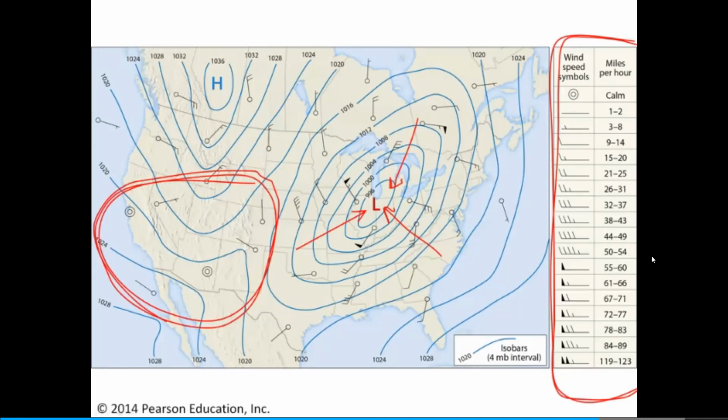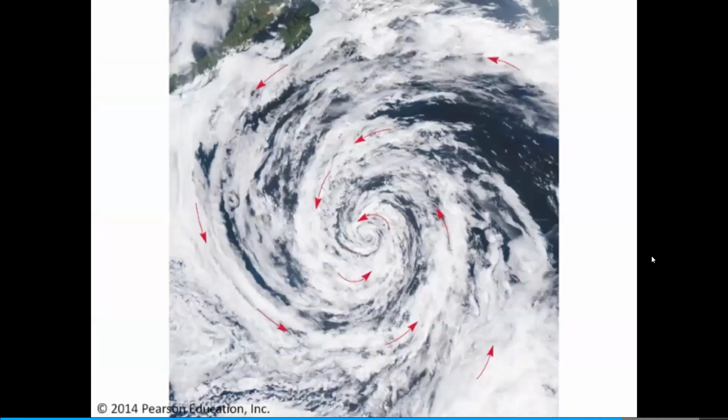But where the isobars are closely packed together, you can see that there are much larger wind speeds in there, on the order of 50 or 60 miles an hour. Okay, so what would the isobars look like for this low pressure system here?